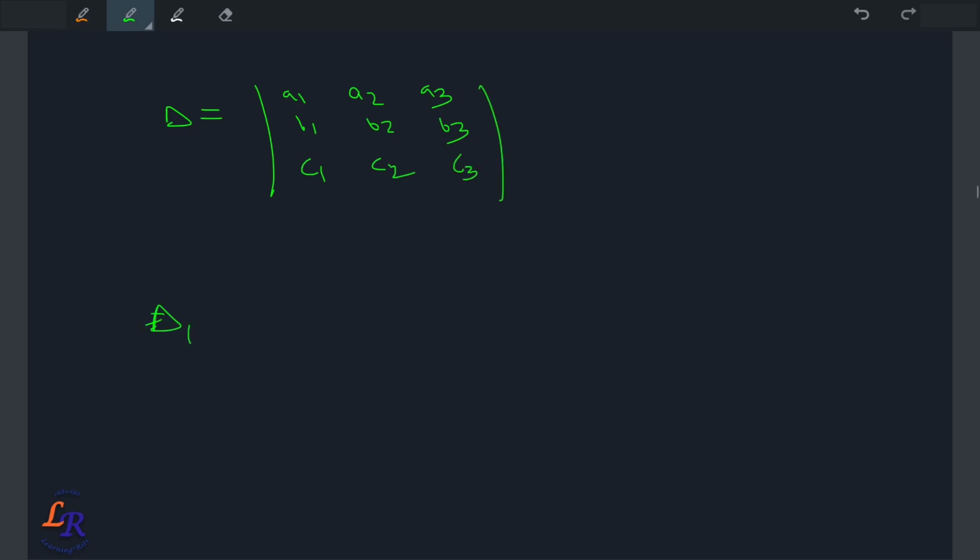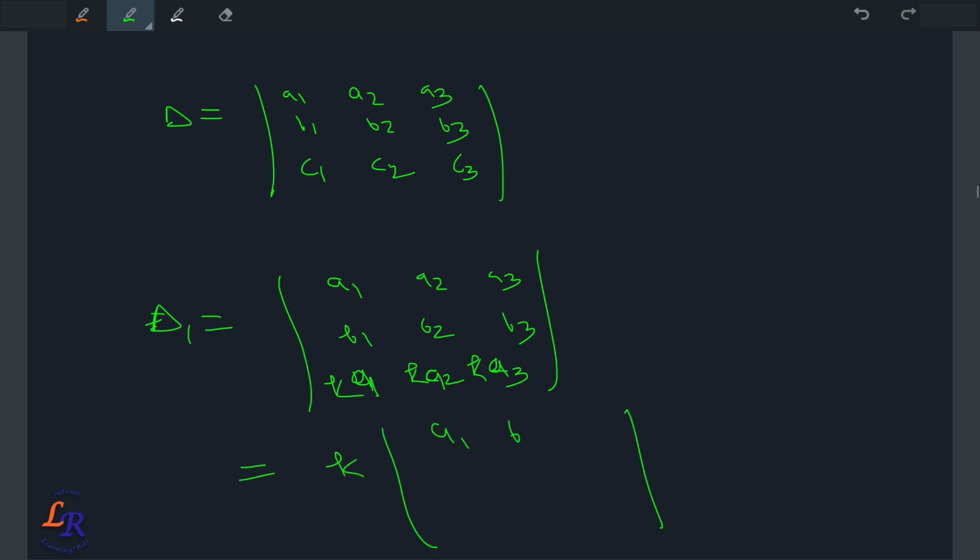Now you have another matrix delta 1 which has a constant multiplication. So for example it's a1 a2 a3, b1 b2 b3, and c1 c2 c3. Here one row is multiplied by k, so this becomes ka1 ka2 ka3, right? Then you can write this as a1 a2 a3, b1 b2 b3, a1 a2 a3, right? Now you see that we apply the other property here, that these two rows are common, then its value would be 0. So it will become 0.